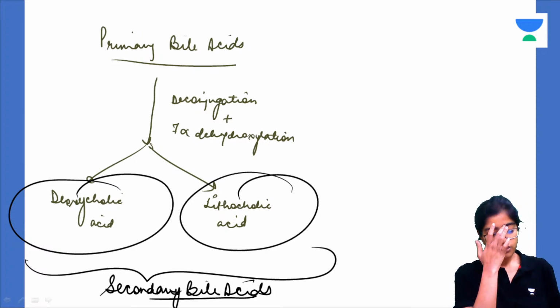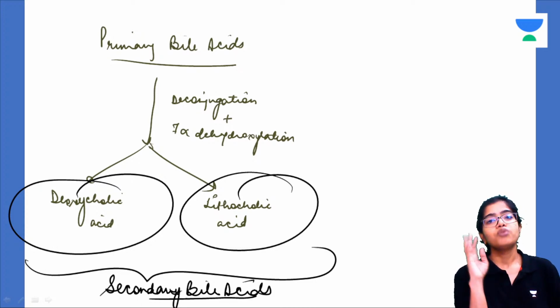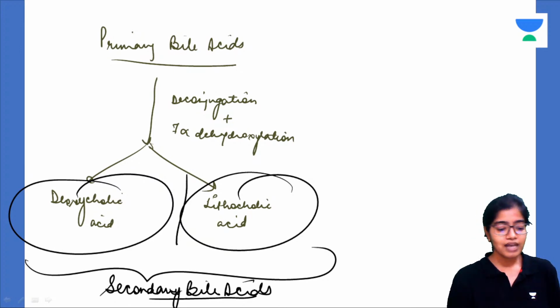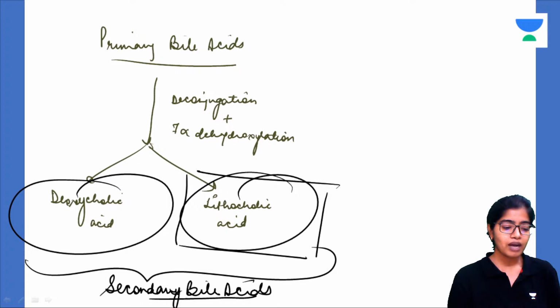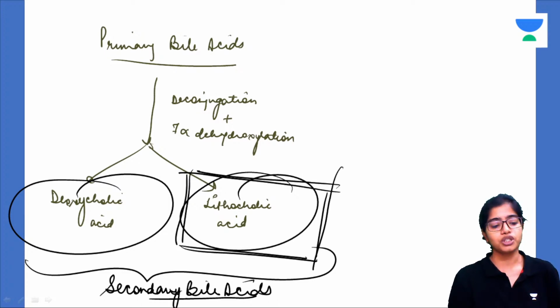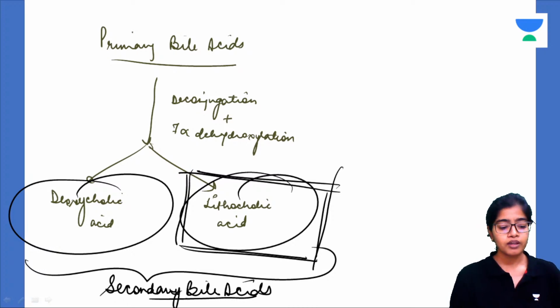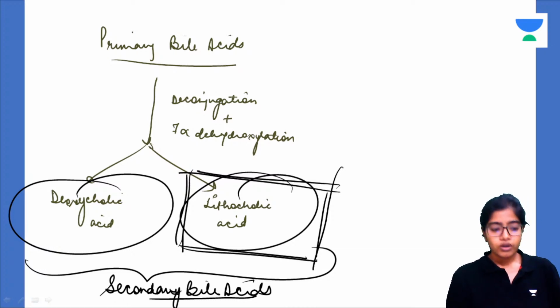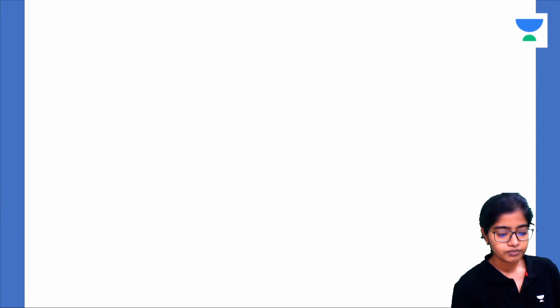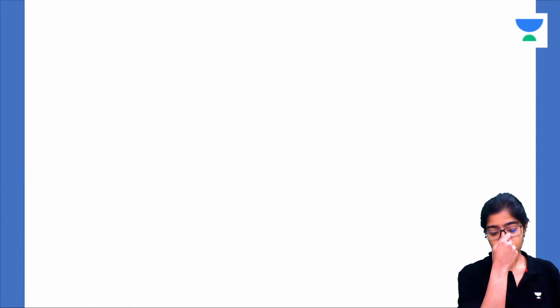Okay, understood? Now, out of all these 6 bile acids, that is the 4 primary acids and the 2 secondary acids, this lithocholic acid does not undergo enterohepatic circulation. Rest all will be recycled in the enterohepatic circulation. This is going to be excreted. Understood or not? Okay, so this is all for today.